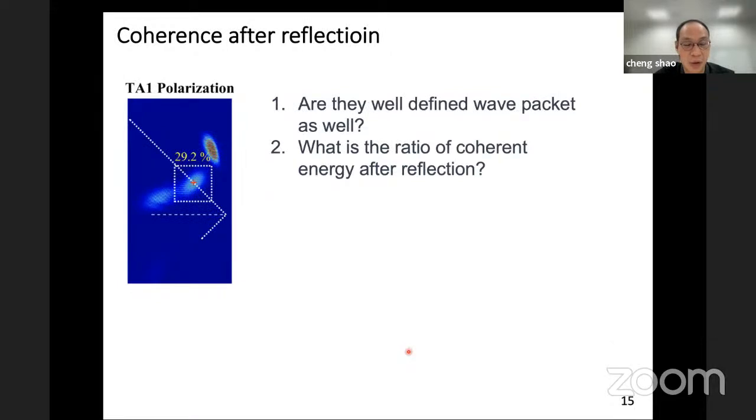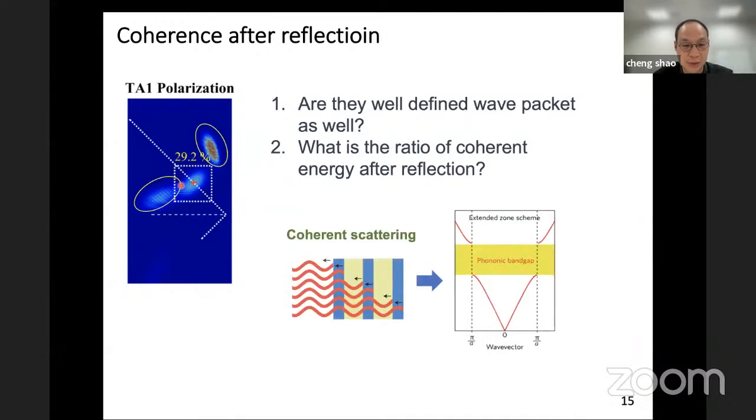Another question is the coherent energy after reflection. We define the energy in this region as the specularity parameter. However, we consider the wave packet is split into surface wave packets with well-defined wave vector and group velocity, like these two ones. In some structures like superlattices, the phase information after scattering is quite important for the interference or for the band gap. So the question is, what's the ratio of coherent energy after the reflections?